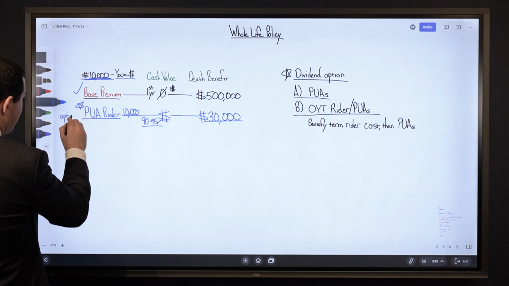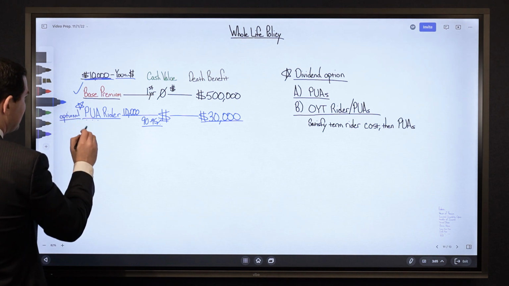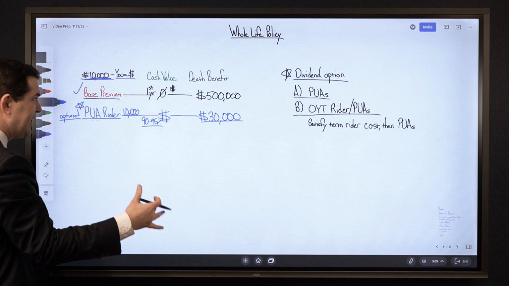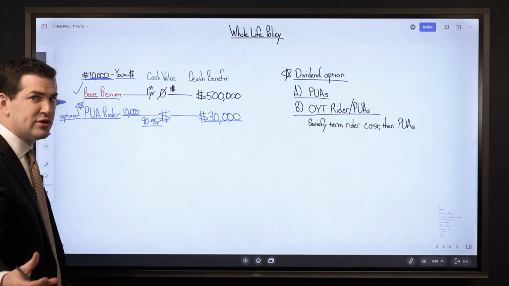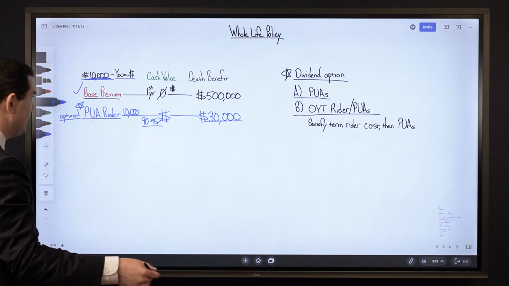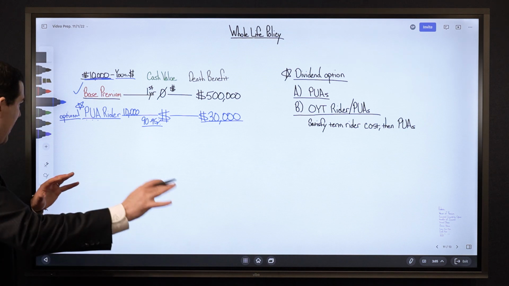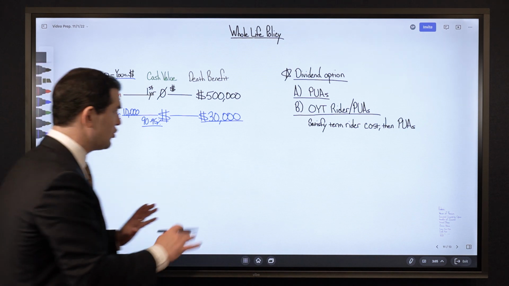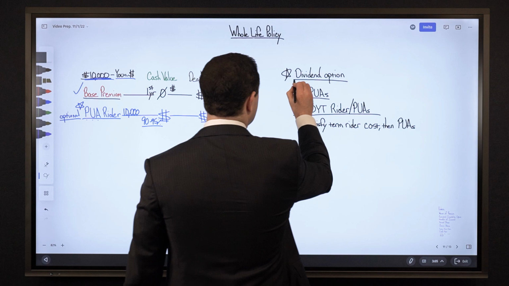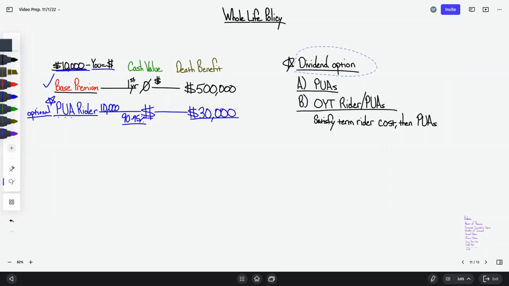Yes, we can set it up so we pay it at the same time as the base premium and we're treating it as a bill, but we could reduce that PUA payment if we wanted to. So we've got flexibility there. So how this ties to the dividend, because this is all going to tie together, I promise. Let's take a look at dividends.